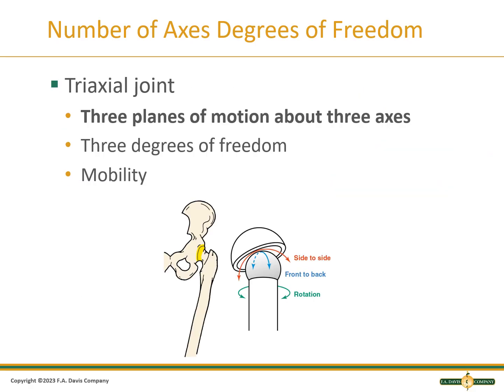Triaxial joints give us 3 planes of motion about 3 axes, meaning that they have 3 degrees of freedom. So we have flexion, extension, abduction and adduction, and rotation at these joints. These joints are designed for mobility, and our most common examples are going to be the hip and shoulder.